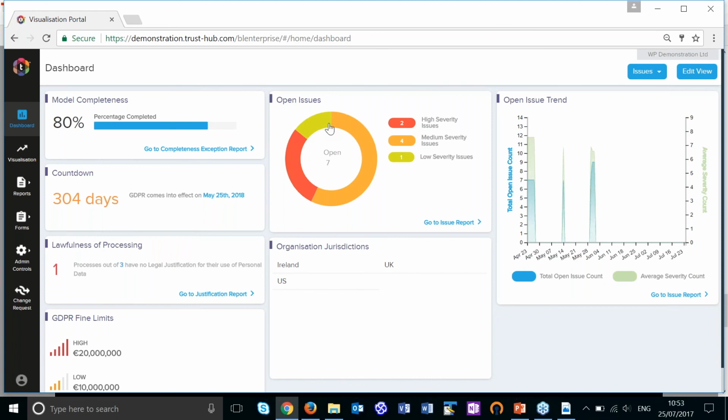So if this is a C-suite person logging in, they really want to know whether the company is red, is it green, have I got a problem as far as data privacy is concerned? If it's the DPO, I want to go down to a much finer level of detail.